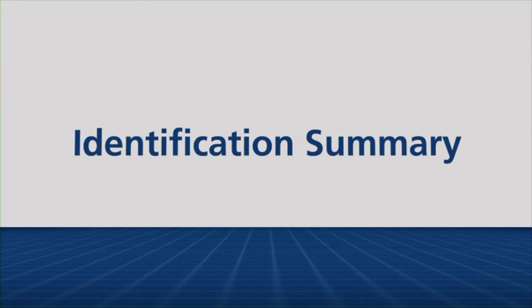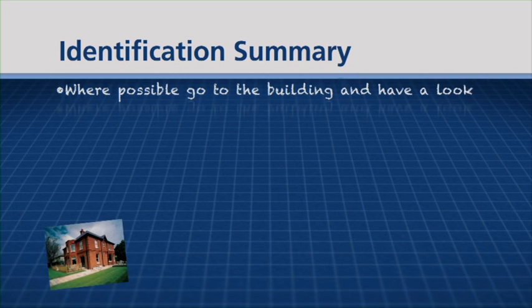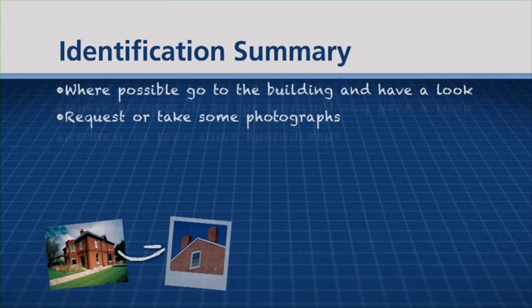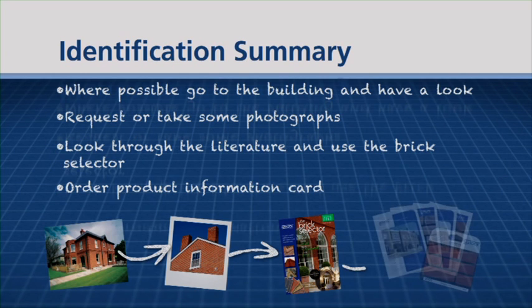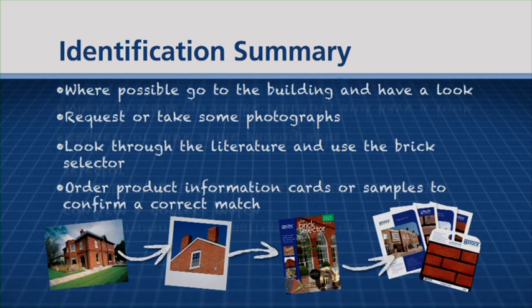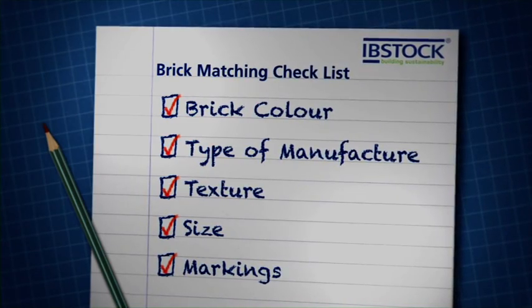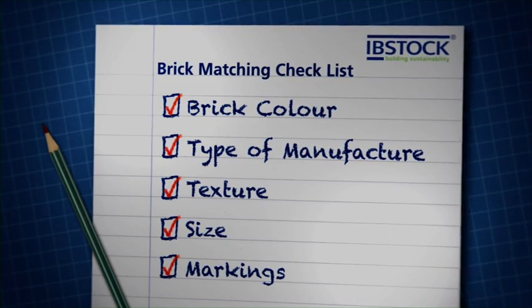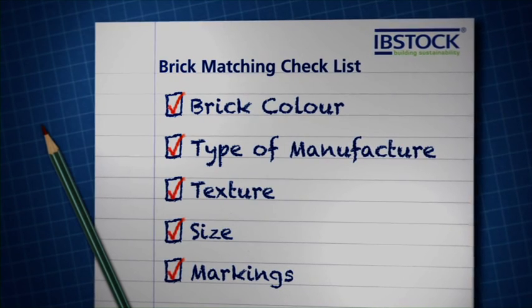Summary. In order to provide the best possible service, it is recommended, where possible, to go to the building and have a look. Request or take some photographs, ideally both close-up and distance shots. Look through the literature and use the brick selector to help choose the correct bricks. Order product information cards or samples to confirm a correct match. By following the 5 simple steps we have outlined previously, it should ensure that any brick identification results in the best match available to satisfy your customers' requirements.